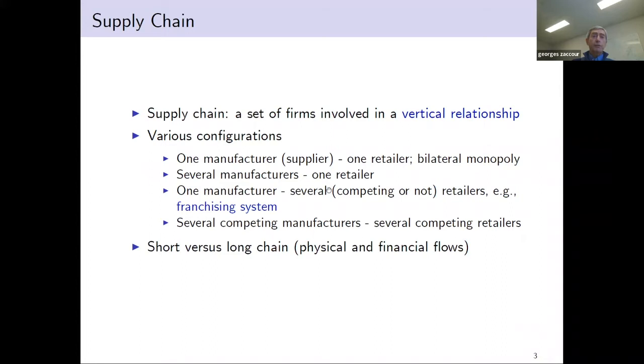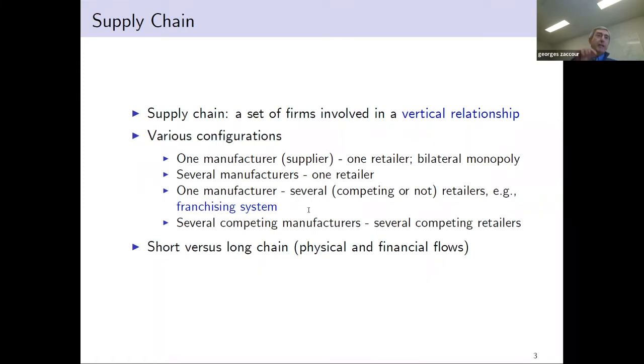Another case is when you have one retailer and several manufacturers competing in the retail store. The mirror case is when you have one manufacturer and several retailers. One such example is a franchising system, and this is a dominant mode of organization in many sectors of the economy nowadays. And the most general case is, of course, when we look at a setup where we have several competing manufacturers and several competing retailers.